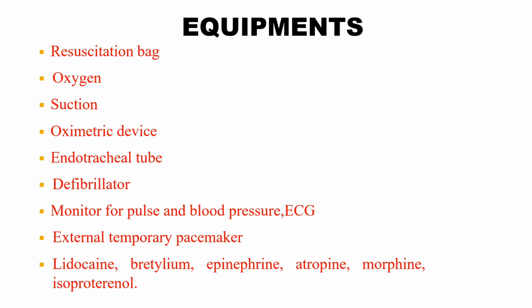Let's see what equipment is required during cardiac catheterization. The following equipment and associated supplies should be on hand when performing cardiac catheterization to treat ventricular arrhythmias or other complications. We'll see one by one: resuscitation bag, oxygen, suction, oximetric device, endotracheal tube, and defibrillator, monitoring for pulse and blood pressure, ECG, external pulse pacemaker, and medications such as lidocaine, epinephrine, atropine, morphine, and isoproterenol.